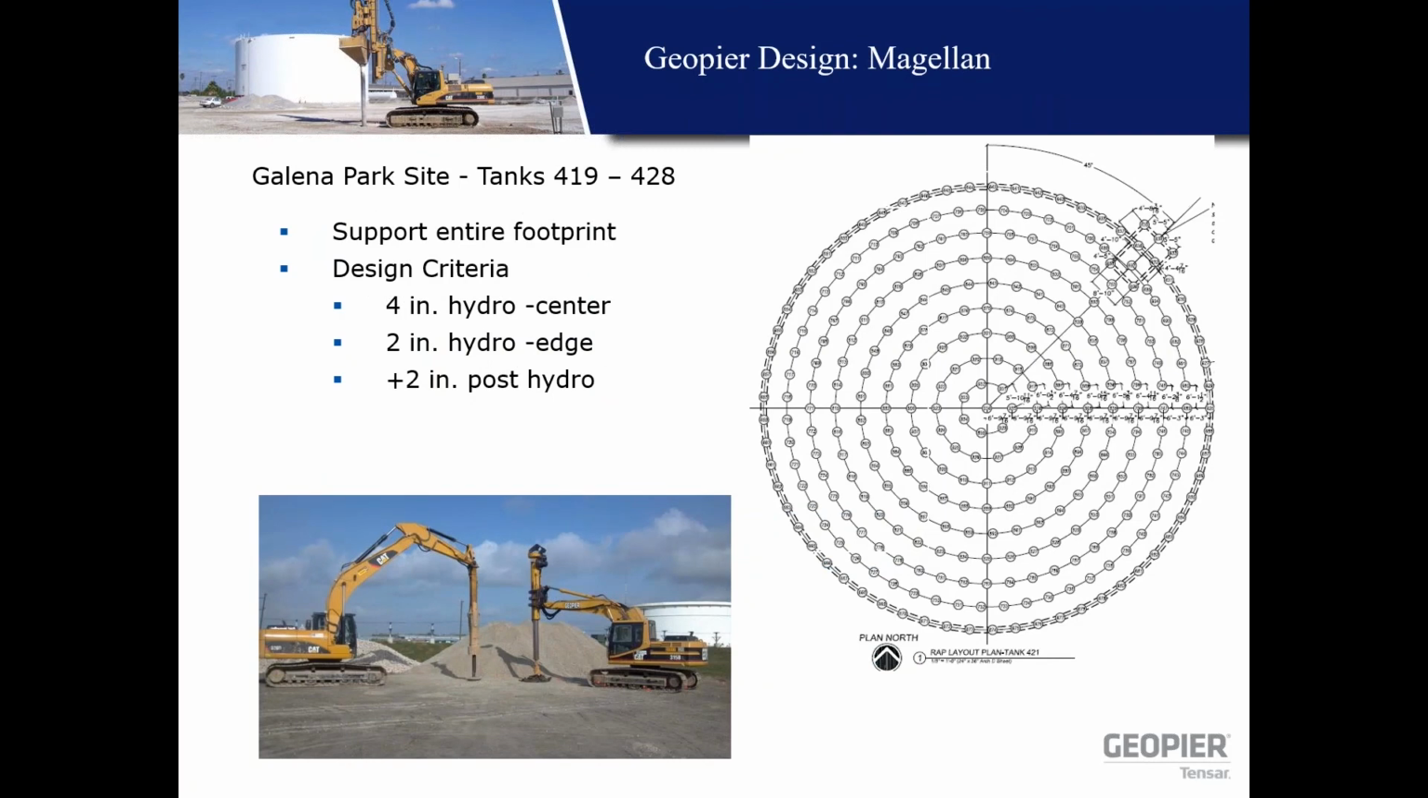What you see on your right hand side is the pier layout, and the bottom left hand side is showing you the construction of when the piers were installed. The criteria was 4-inch hydro test at the center and 2-inch at the edge.